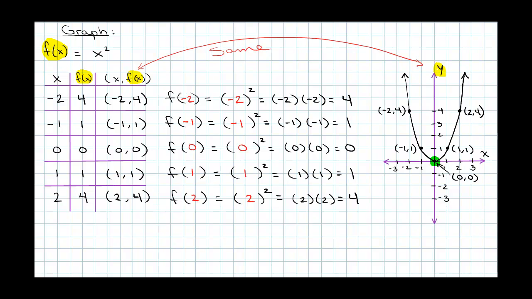This point right here, 0, 0, this is a special point on our graph. This is called the vertex. And this particular graph has a special name. It's called a parabola.